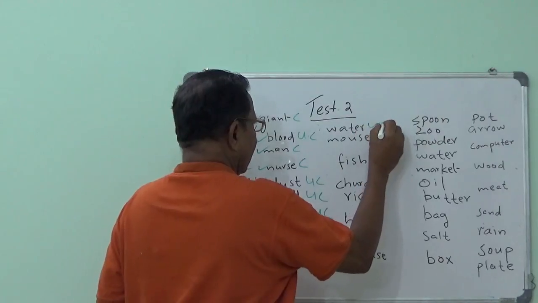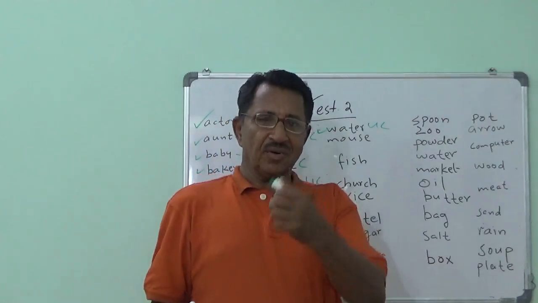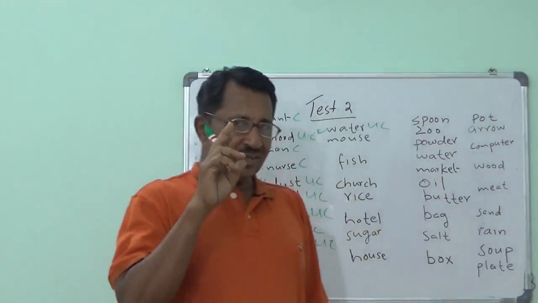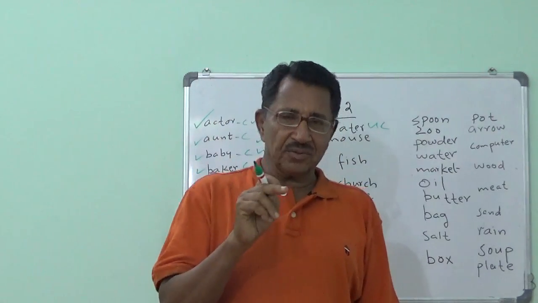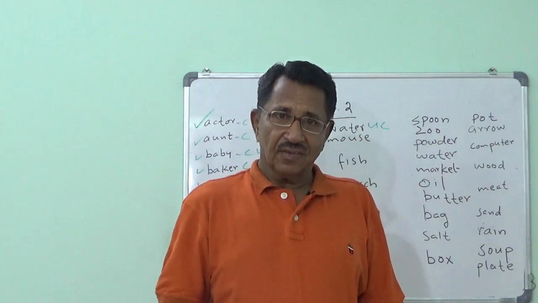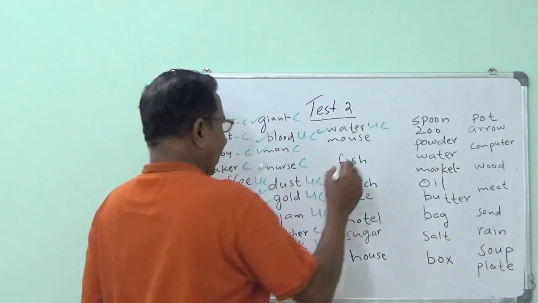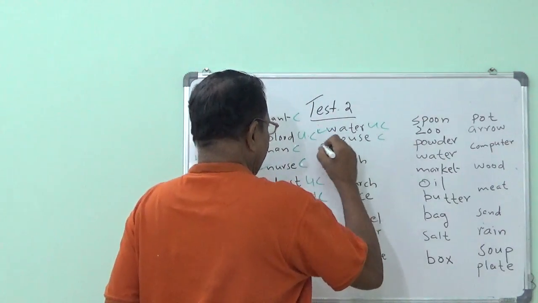No, you cannot count. Water cannot be counted. Mouse, you can count. What is the plural of mouse? Mice. I told you another thing. Remember when you are thinking about the mouse of your computer, the plural is mouses. Mice also you can say, but it is better to say mouses. Okay, that is countable. Right?